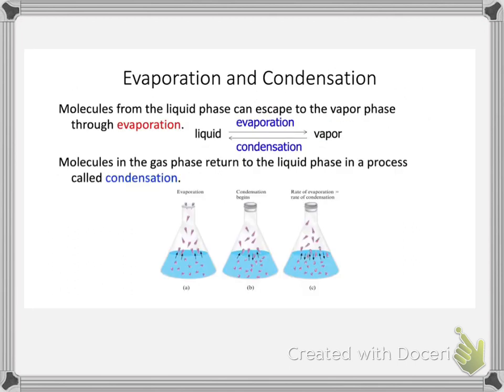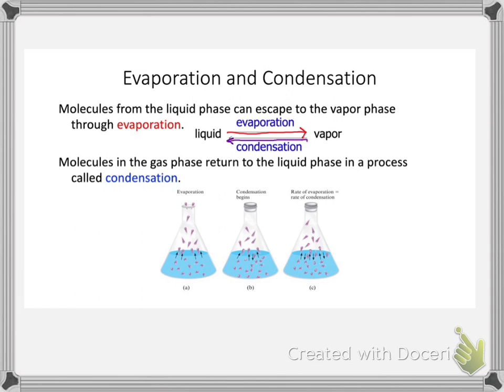So before we talk about vapor pressure, which is going to be the first property we talk about with a liquid, we have to remind ourselves about evaporation and condensation. When we have a state change between a liquid state and a vapor state, the words we use are evaporation, when we go from a liquid to a vapor. That's called evaporation. And then condensation is when we go from a vapor to a liquid.